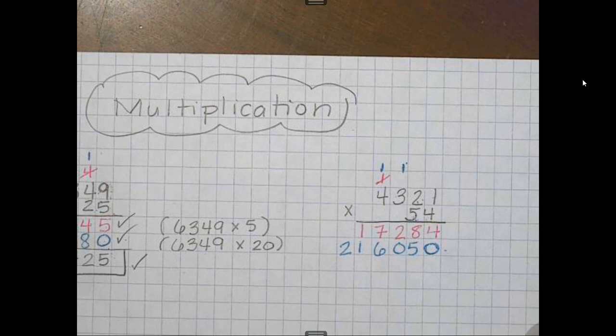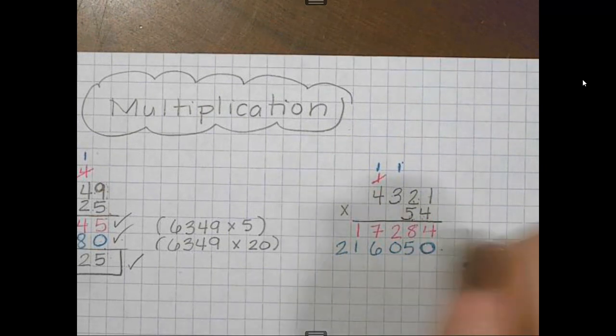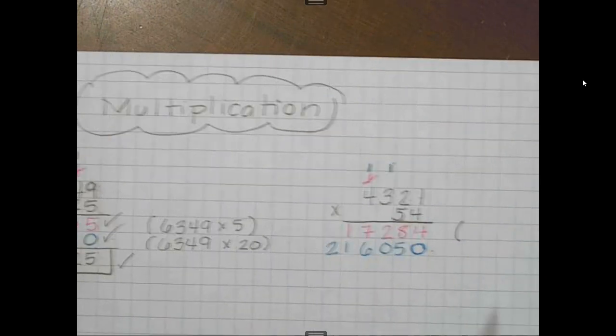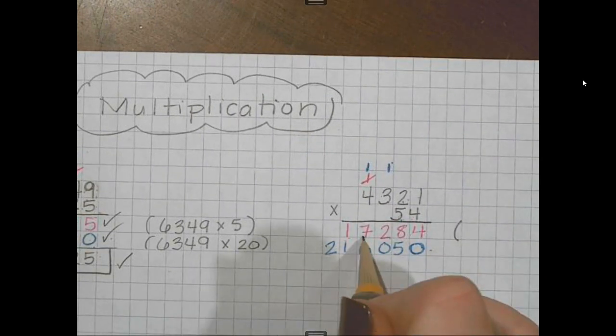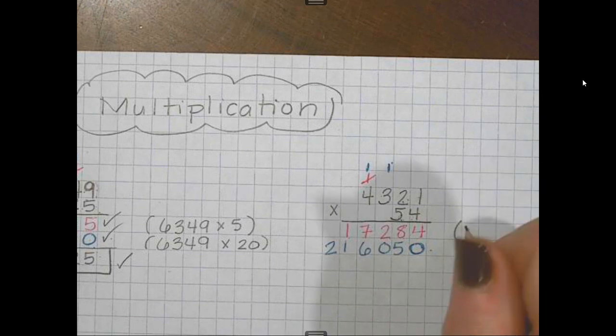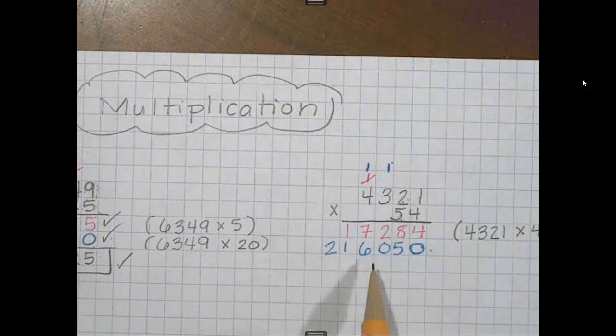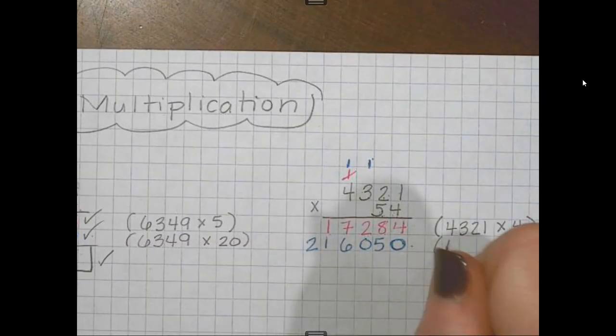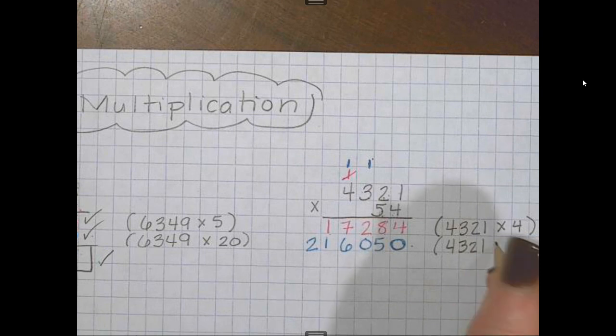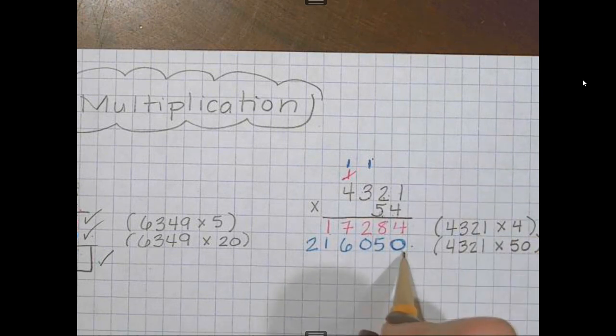So I'm going to slide over and think about what each one of these means. You do not have to do this work out to the side. This is just me thinking to make sure you understand that 17,284 is the partial product. It is the result of multiplying the top factor times 4. All right. The 216,050 is the partial product. That is the result of multiplying the top factor times 50, which explains that 0 there.